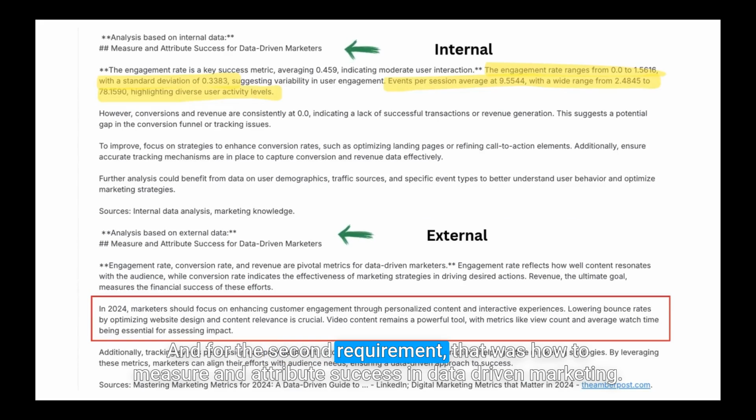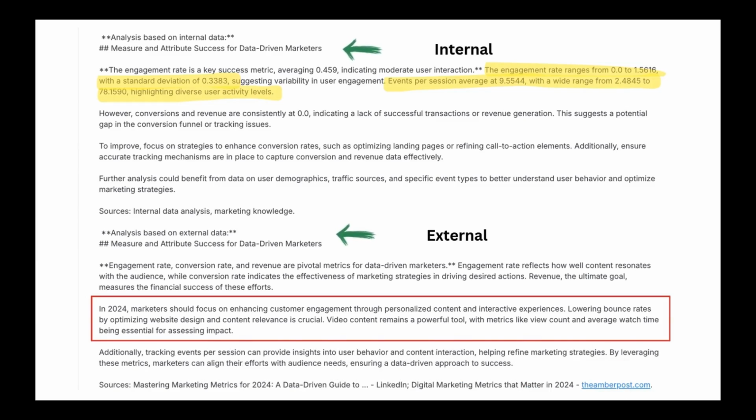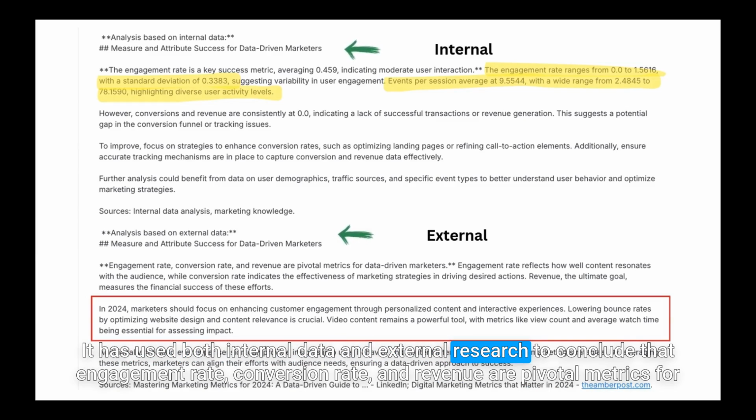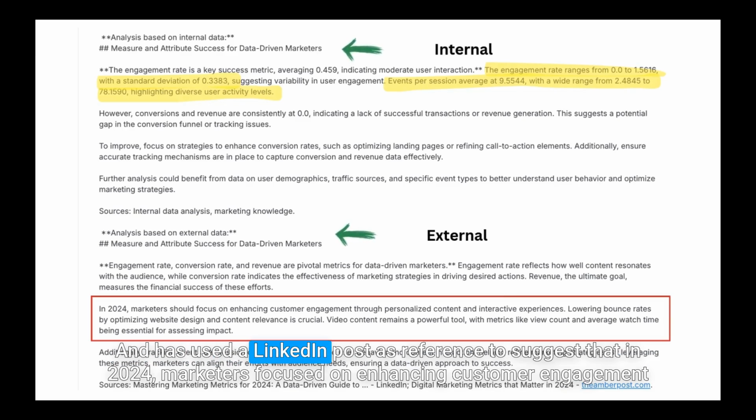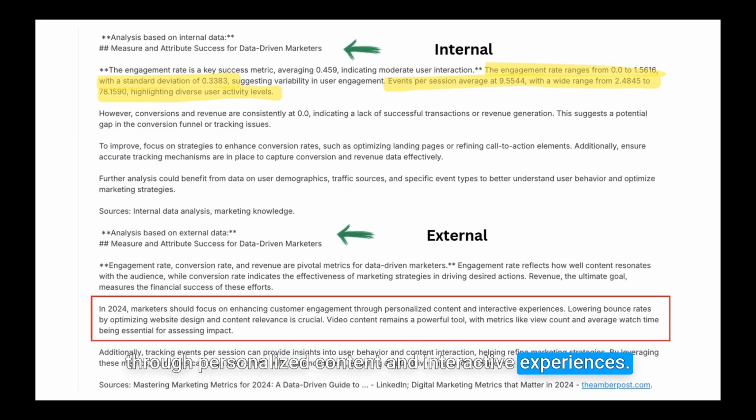And for the second requirement, that was how to measure and attribute success in data-driven marketing. It has used both internal data and external research to conclude that engagement rate, conversion rate, and revenue are pivotal metrics for data-driven marketers, has quoted their values correctly from our data, and has used the LinkedIn post as reference to suggest that in 2024, marketers focused on enhancing customer engagement through personalized content and interactive experiences.